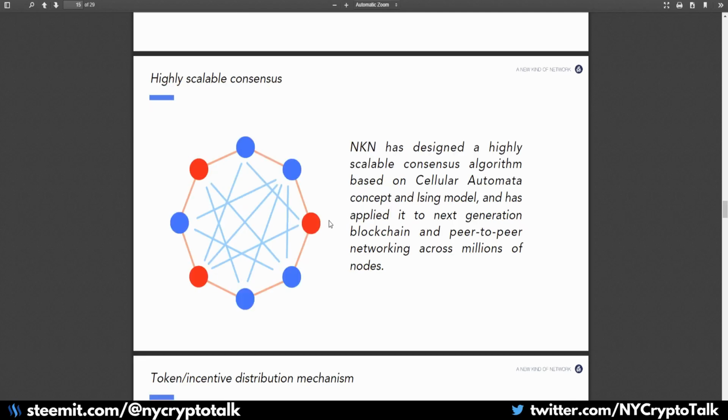And using the cellular automata and the Ising model, this consensus algorithm, they plan to have P2P networking across millions of nodes and allow it to be super scalable, due to the fact that as more users get added onto the system, it becomes more scalable.